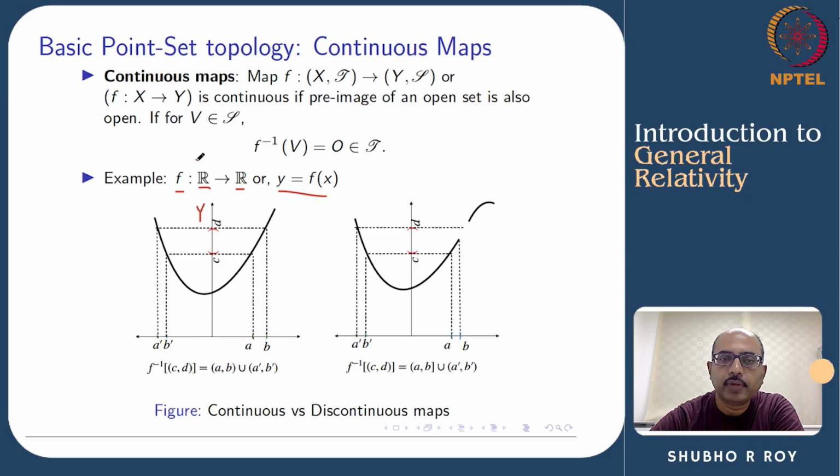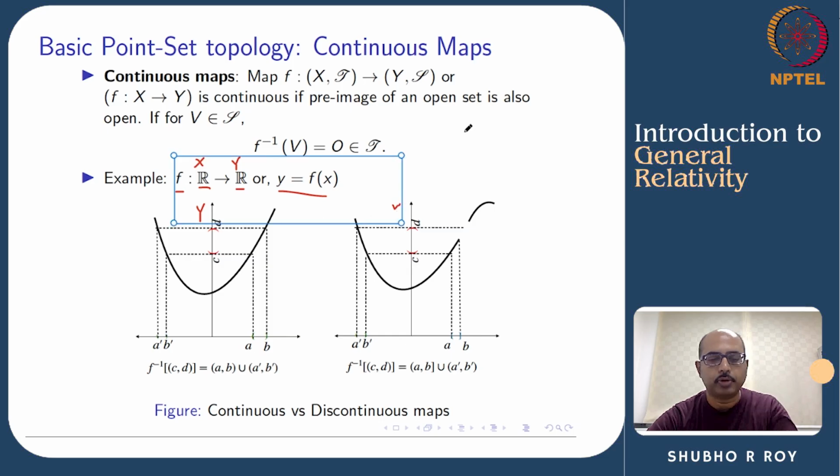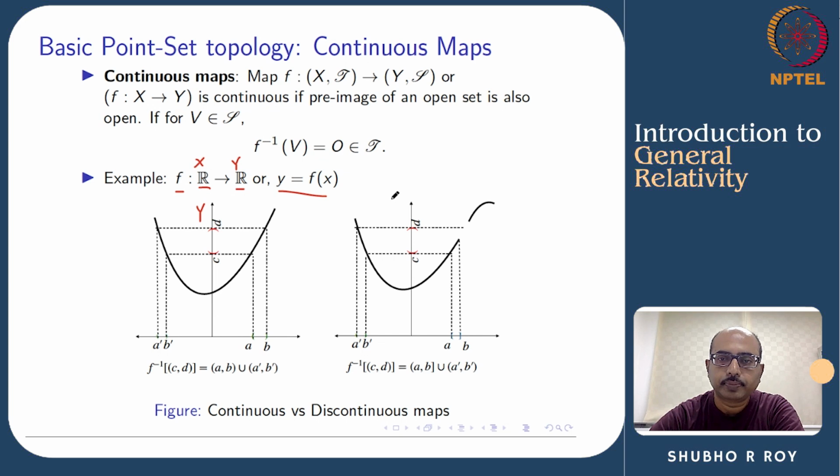So in this case, X to Y, X is also R, and Y is also R. Topological spaces X and Y we had before. This big X is also R, and Y is also R. And the horizontal axis, of course, plots points of X. Now you can see this is a continuous function which you're familiar with.